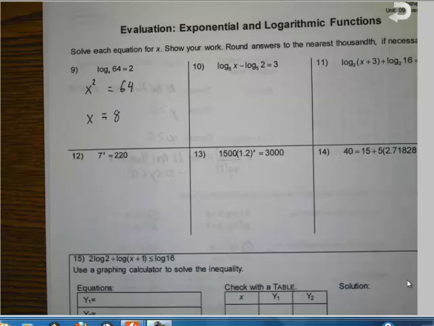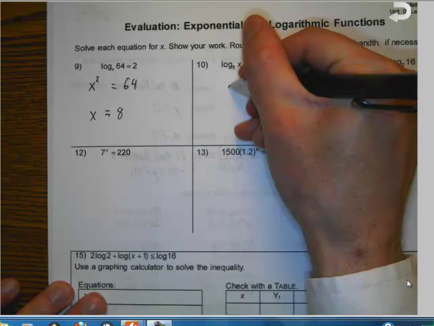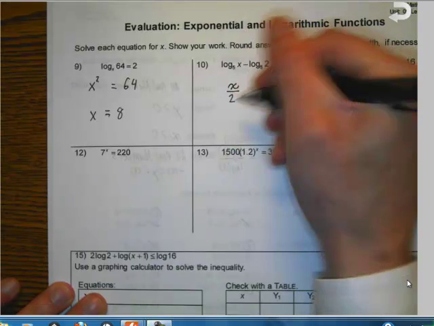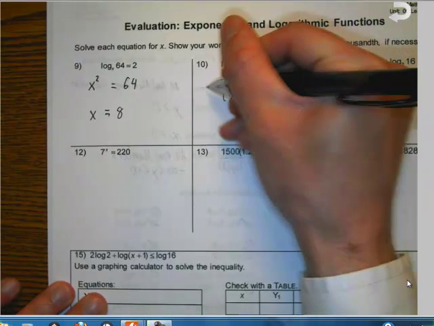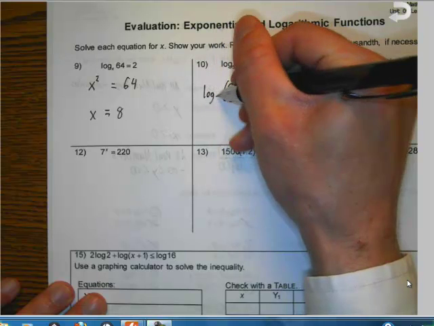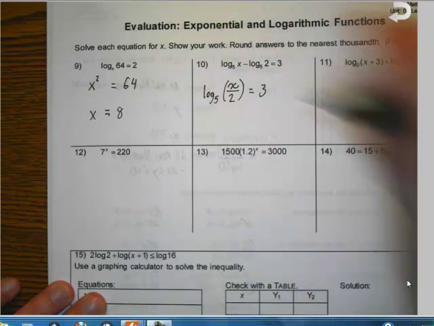Now, let's take a look at number 10. You notice the bases are the same. What is the operation between the logs? Subtraction. So what is the operation on the terms? Division. So you have x over 2 is your new term. You have the log 5 of that is equal to 3.